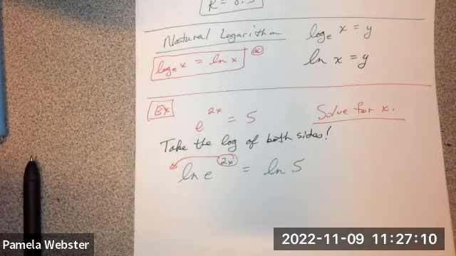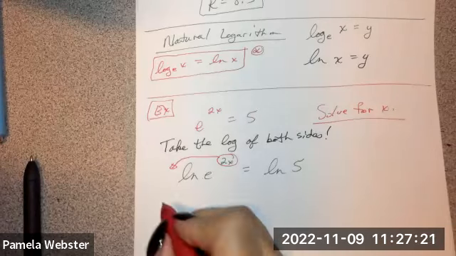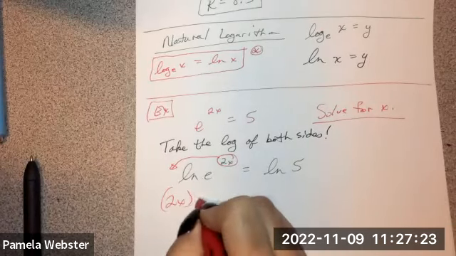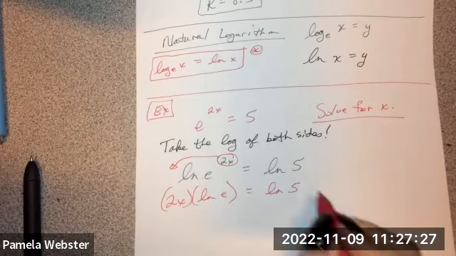Okay. So a lot of times when you do this, the idea is get that exponent down. Well, the way we do it is we take the log and then we write it out in front, and remember that's multiply. So it's going to be 2x times the ln of e is equal to the ln of 5.